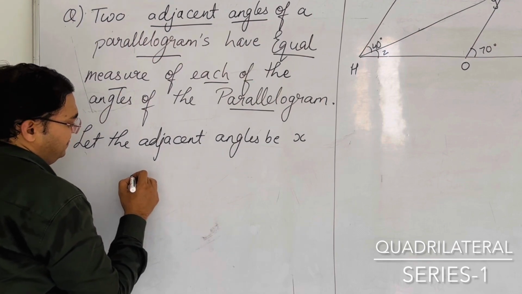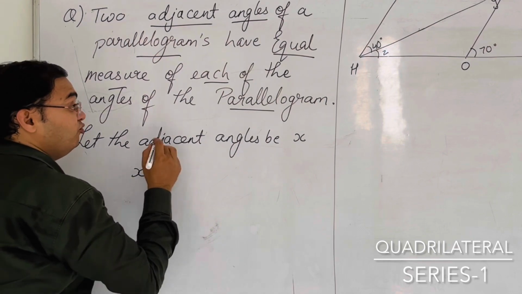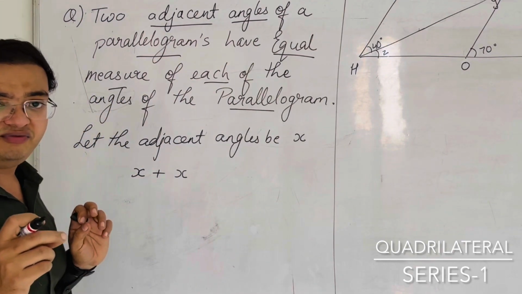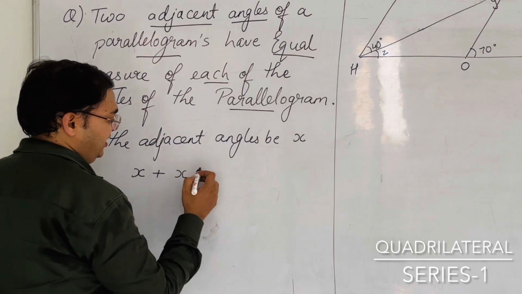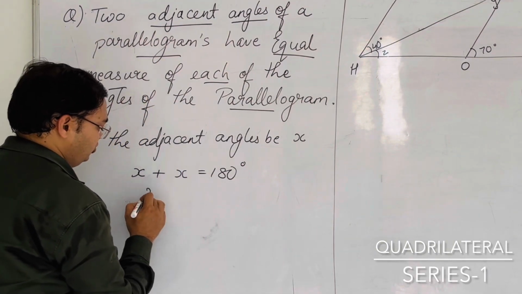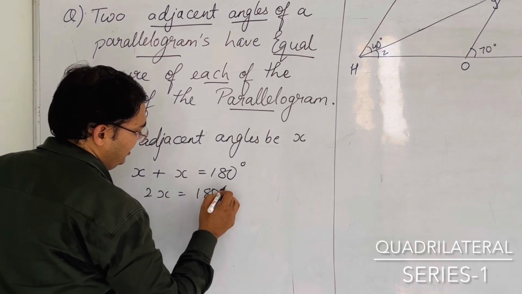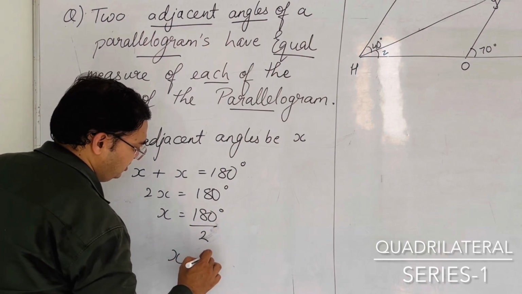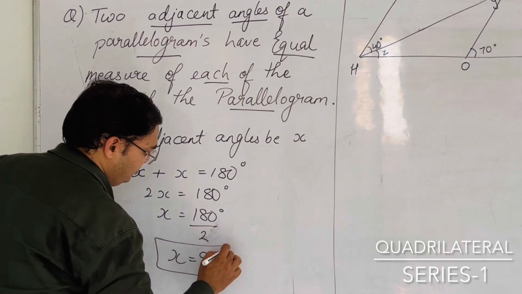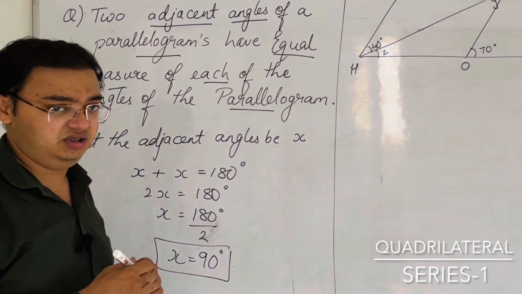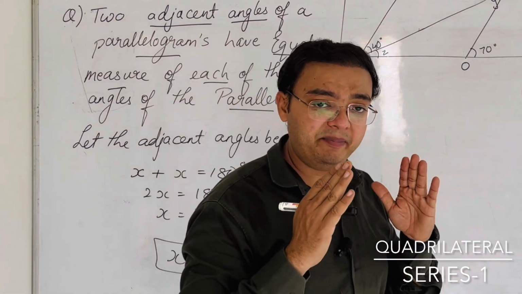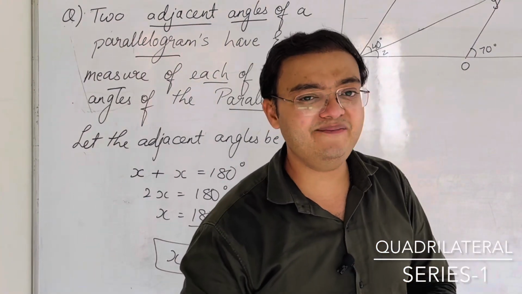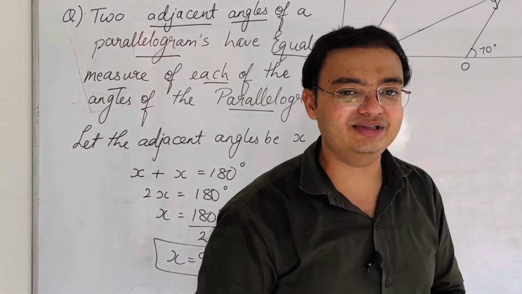That means the first angle is x and both the angles are the same, so the other angle is also x, and the sum of adjacent angles of a parallelogram makes 180 degrees. That means 2x equals 180 degrees, and x equals 180 degrees upon 2. So x equals 90 degrees. We found that the measure of each angle of the parallelogram is 90 degrees. I hope this simple question is easy for you to understand. Let's move to the second one.